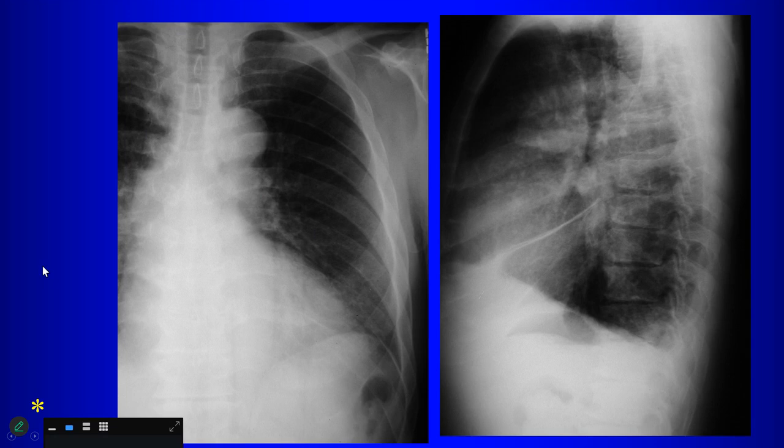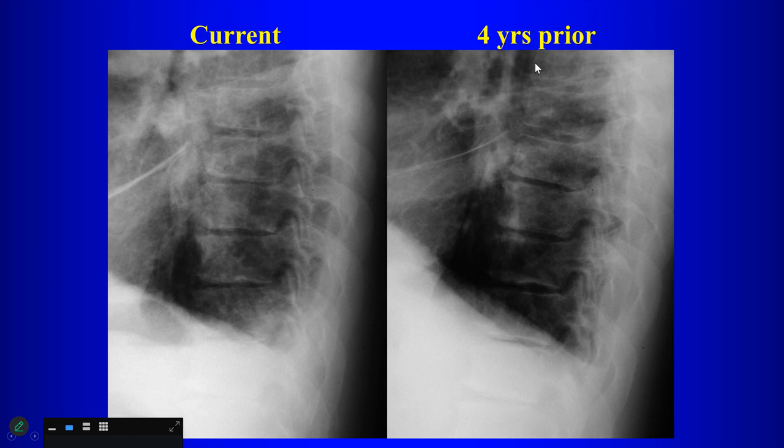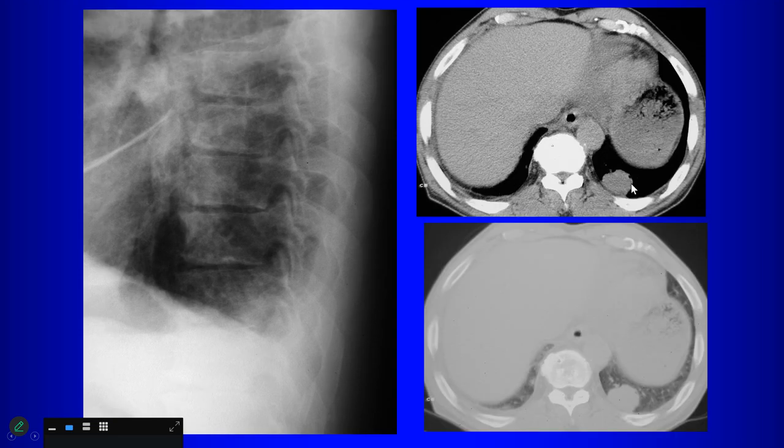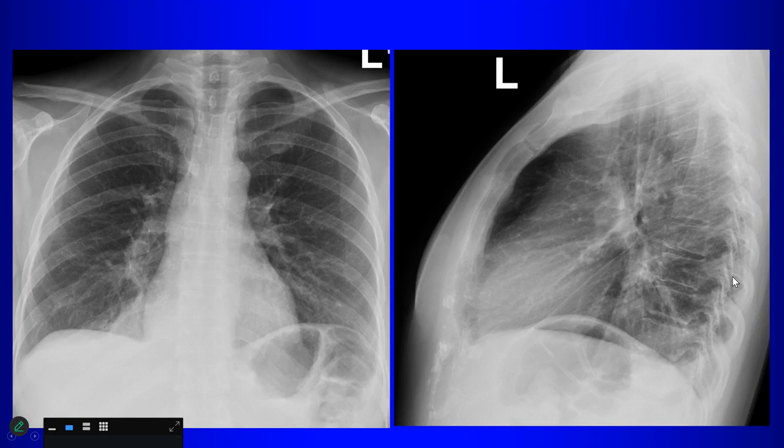This one's somewhat more subtle. When you look at the neuroforamina on the lateral view, do you notice anything? Yeah, inferiorly. We'll pull out the old films, 4 years prior. That's what the neuroforamina looked like before. That's what it looks like now. Cancer. How about this?